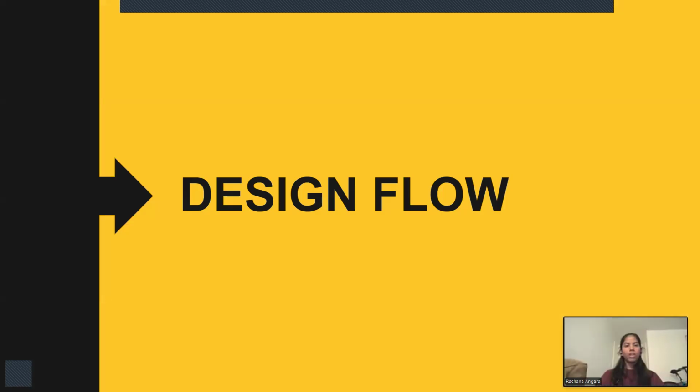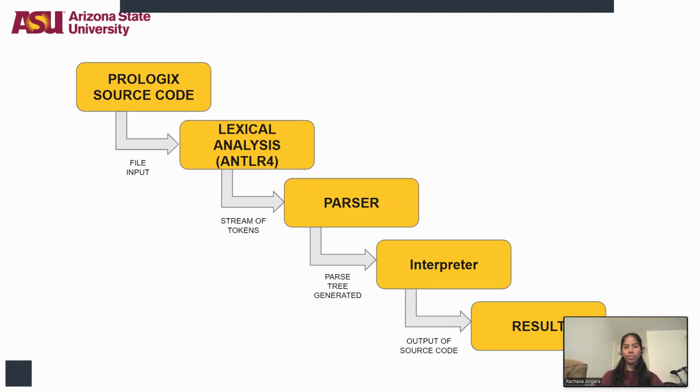Thank you, Dhiman. In this section, I'll walk you through the design flow that represents the journey of a Prologix program, starting from a simple source file as an input all the way to producing the final output, capturing the complete life cycle of execution, from parsing and analyzing the code to interpreting and executing it. Let me walk you through each step in this flow to show how our interpreter processes Prologix code.